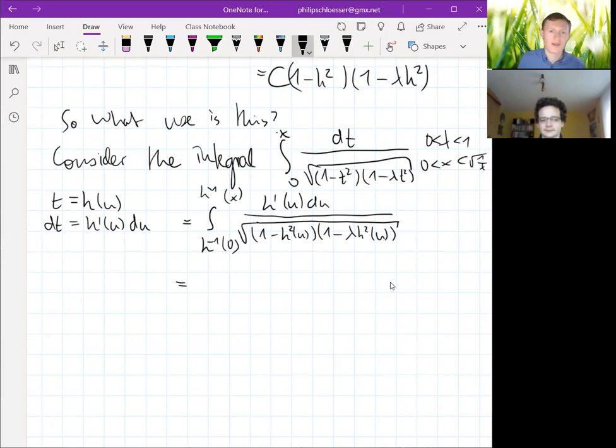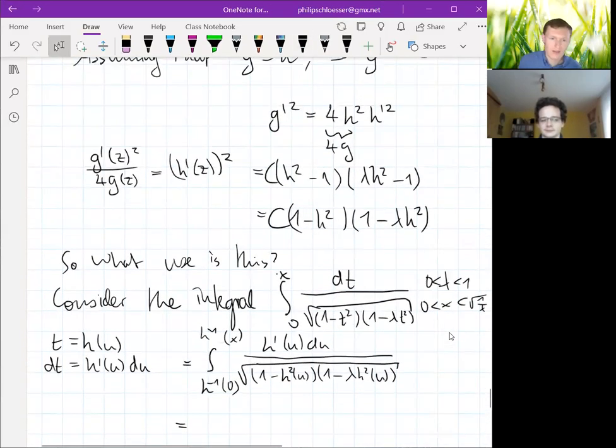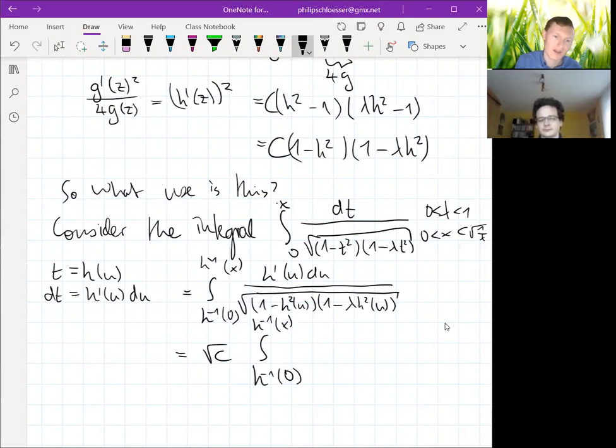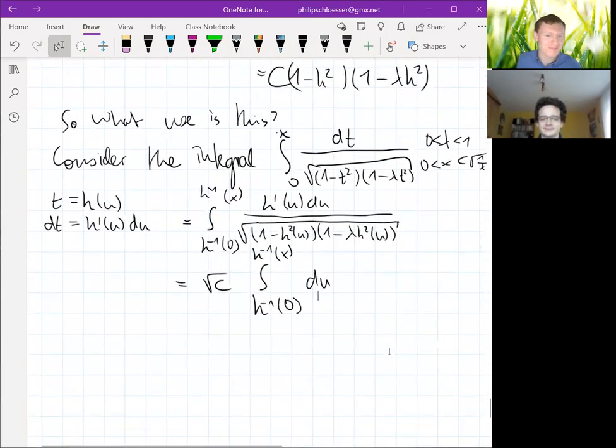But now notice that h prime is exactly equal to the square root of c times that expression there. So what have we? We have the square root of c times the integral from h inverse of 0 to h inverse of x of du. Well, modulo signs, but meaning that it is some multiple of that thing here.